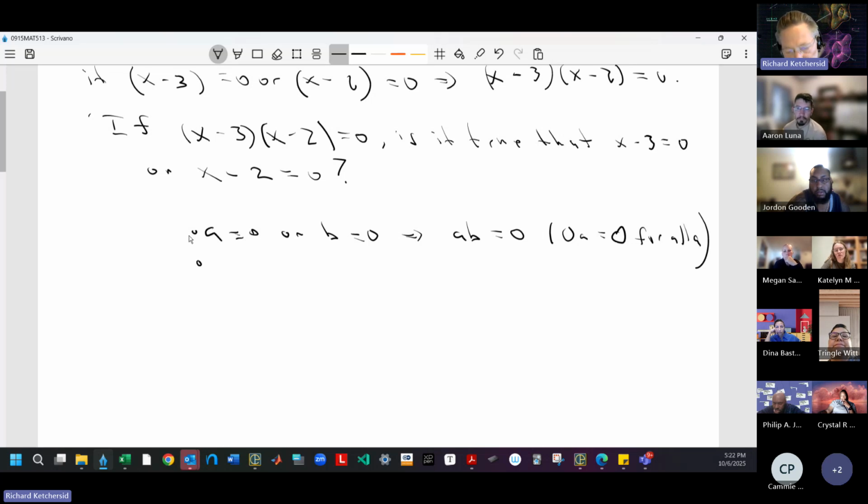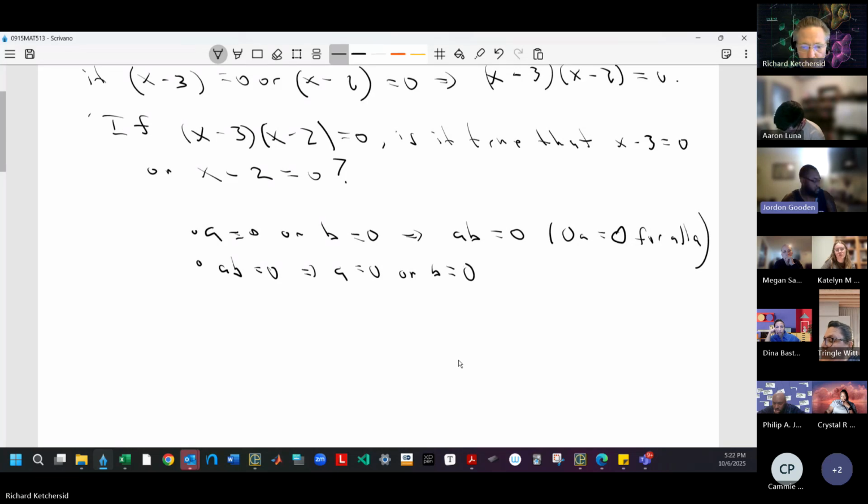What isn't true in general is that AB equals 0 implies A equals 0 or B equals 0, right? So when this is true, and it's true for all the elements A and B, then you're in an integral domain, right? It means there's no zero divisors, right?